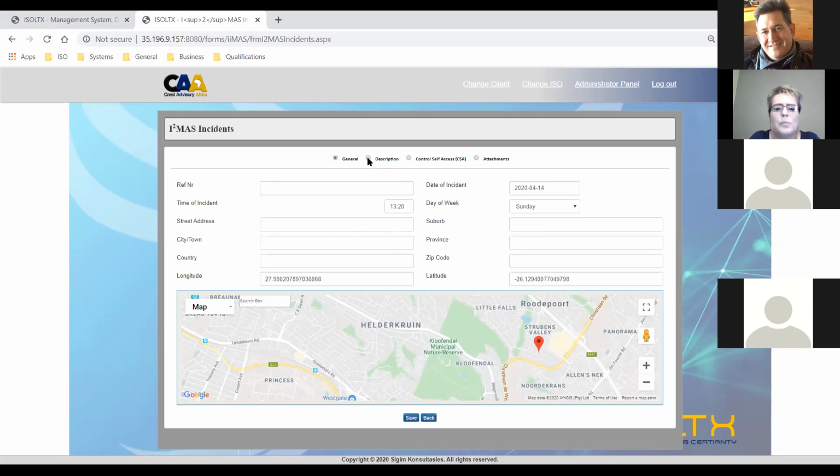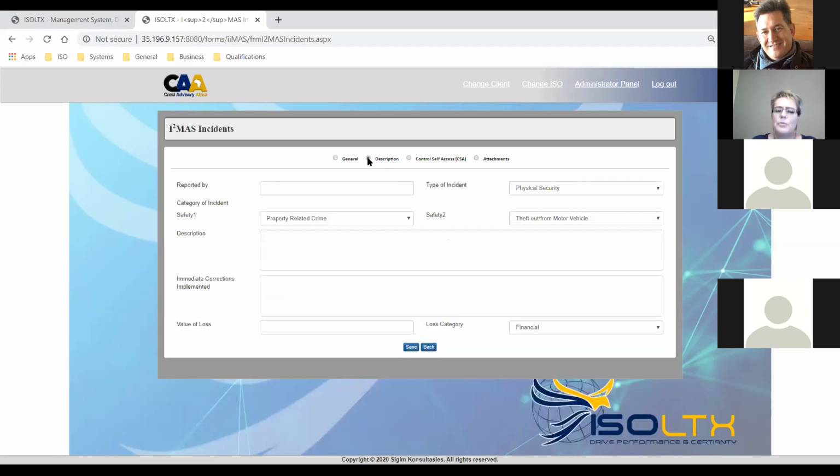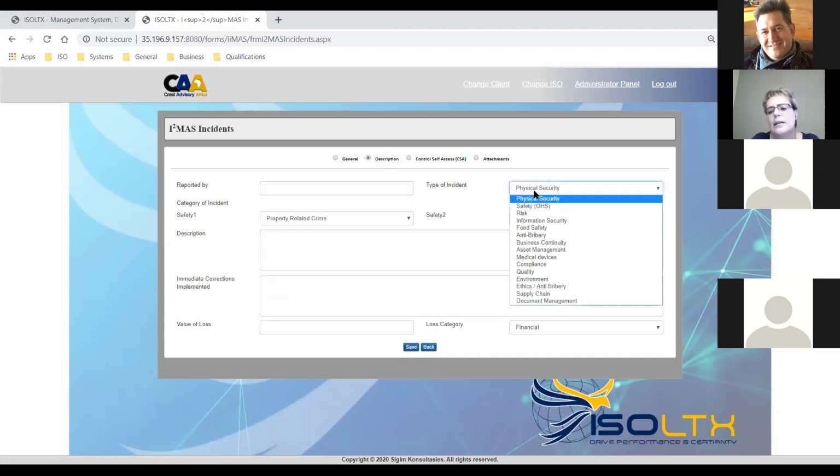That is the first page. You go into the second page, which is the description. You will see that there's a reported by, and this is very important so that you have a reference from who reported it. And this is where we link it to all the ISOs to say, if it is a security incident, it will be linked to ISO 18788.